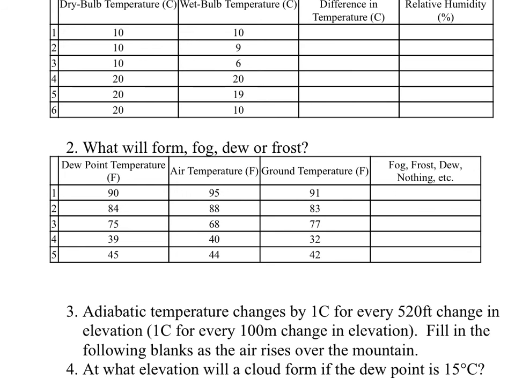Okay, next let's take a look at fog, frost, or dew. We're always going to take a look to see what is less than or equal to the dew point. So is the air temperature less than or equal to the dew point? Or is ground less than or equal to the dew point? Remember, we also have to pay attention to freezing. Freezing temperature is 32 degrees Fahrenheit. So for our first example, our dew point is 90, air temperature is 95, and our ground temperature is 91. So 91 is greater than the dew point, so we don't get anything.